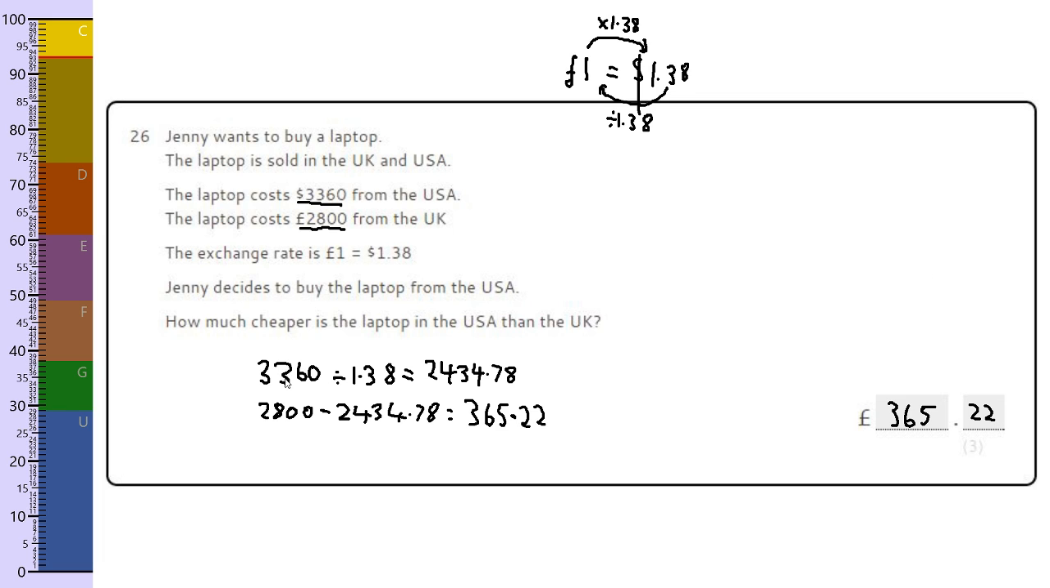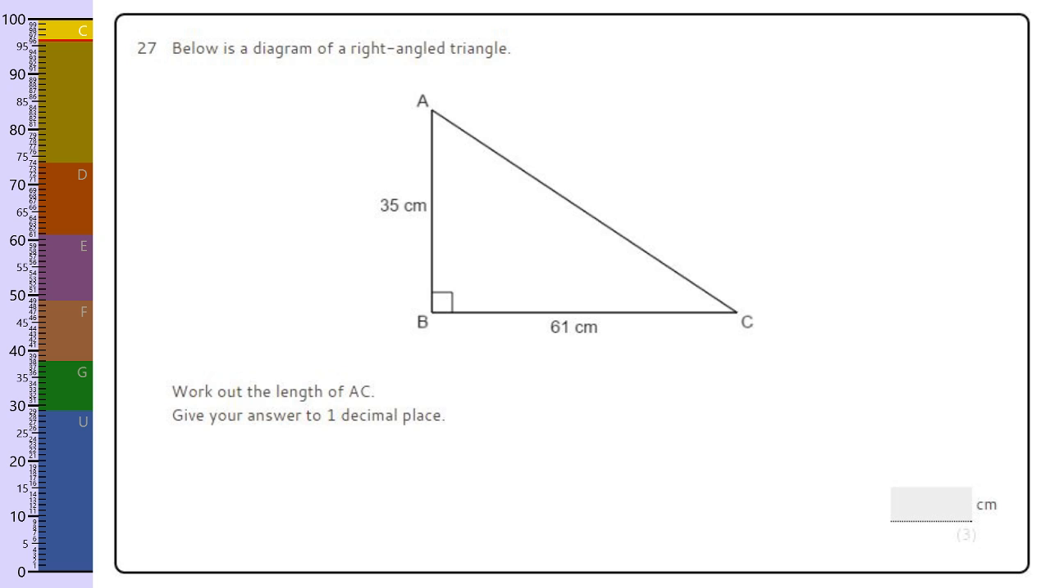Now, you want to just check here, the amount of dollars is more than the pounds. So when I convert it, it should go downwards. Well, it was 3,360 and it got converted to 2,434. So that looks right. So that's in dollars and then that's in pounds. So just check that it makes sense. Check your answer makes sense. Right, let's move on to question 27. If you'd like to pause the video now and have a go.